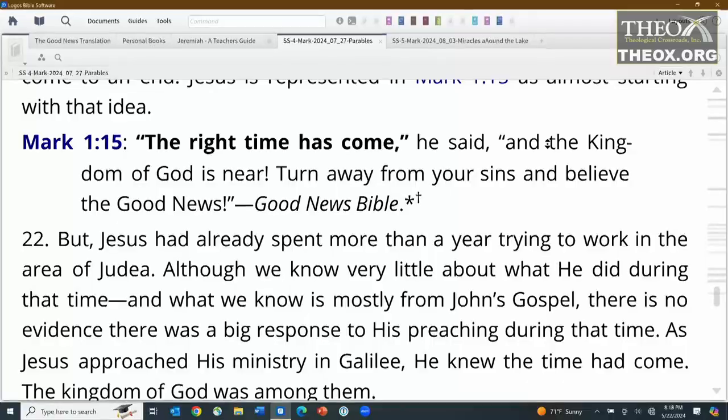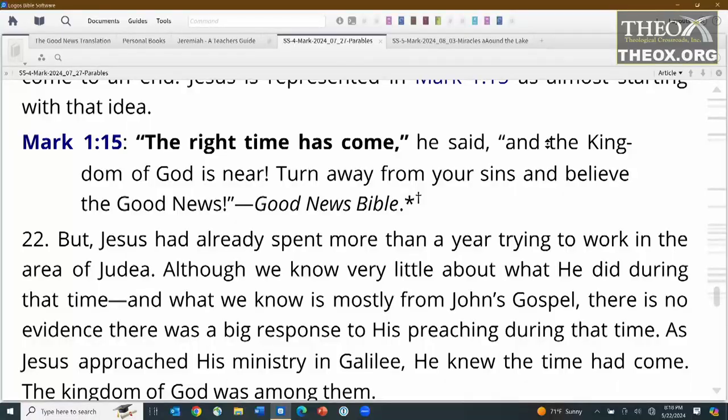Well, as far as we know, only a few people realized the meaning of Daniel 9:25-27, and that the 490-year or 70-week prophetic time had come to an end, and Jesus is represented in Mark 1:15 as almost starting with that idea. So how long did it take him to figure out Daniel 9? So what does it say there? Mark 1:15: The right time has come, he said, and the kingdom of God is near. Turn away from your sins and believe the good news.